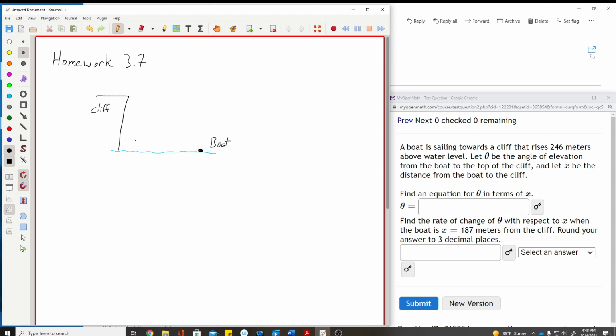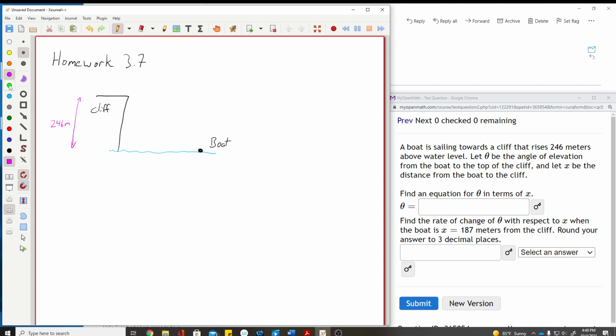The cliff rises, in this case, 246 meters above the level of the water. So this height is 246 meters. That's not changing over time, so that's going to stay a fixed constant. We don't need to make it a variable.